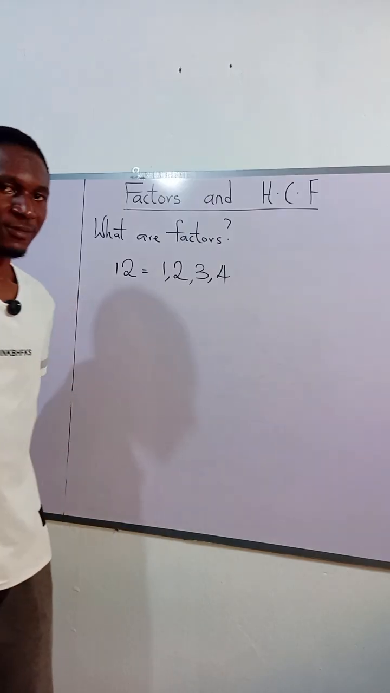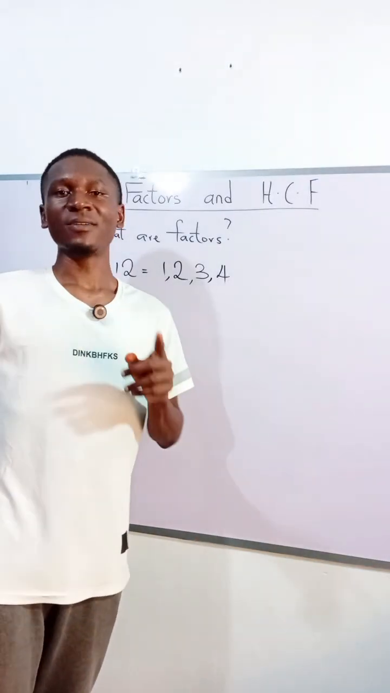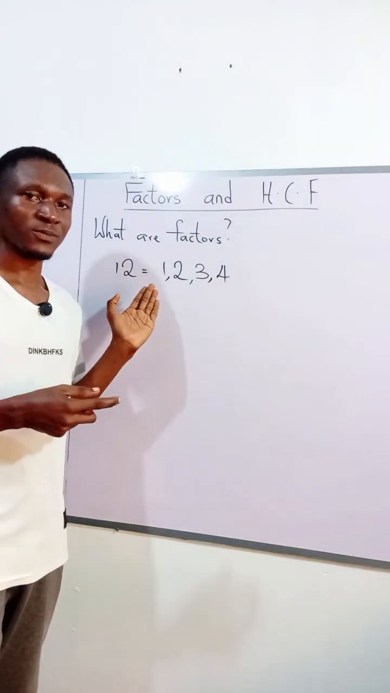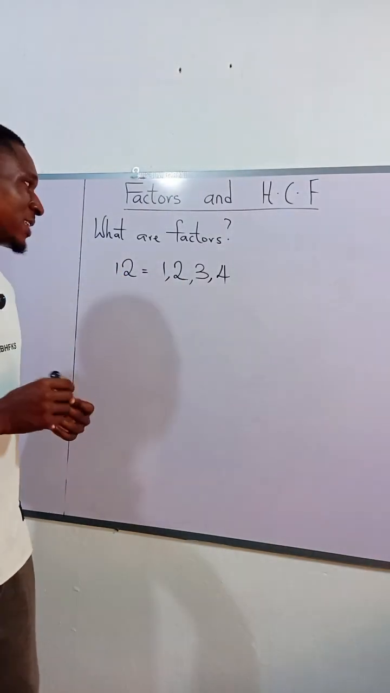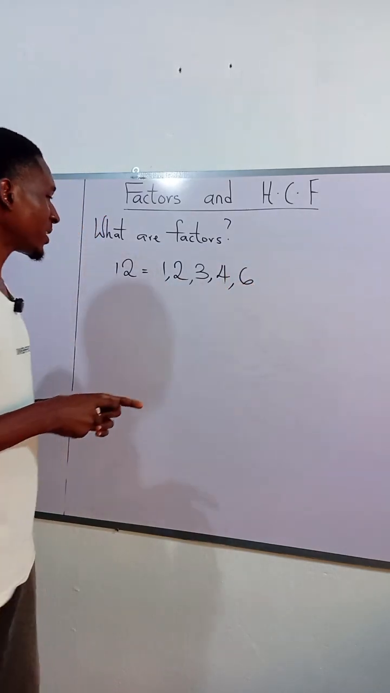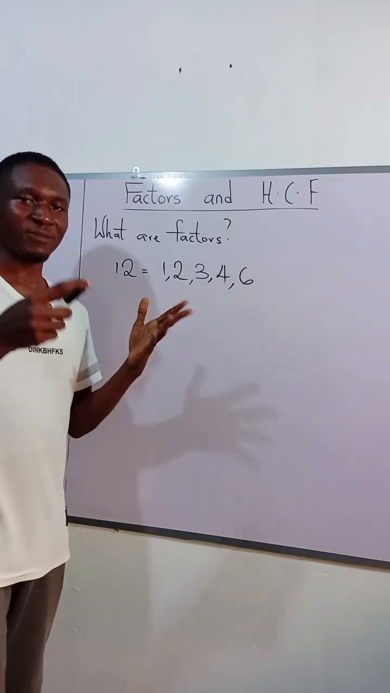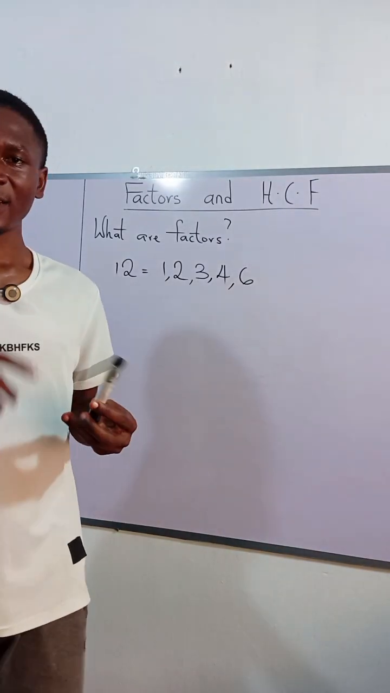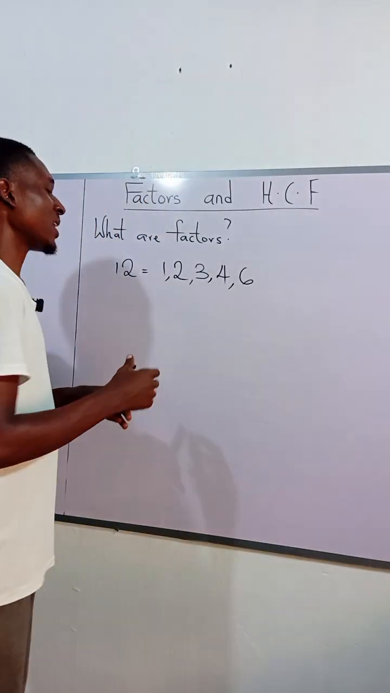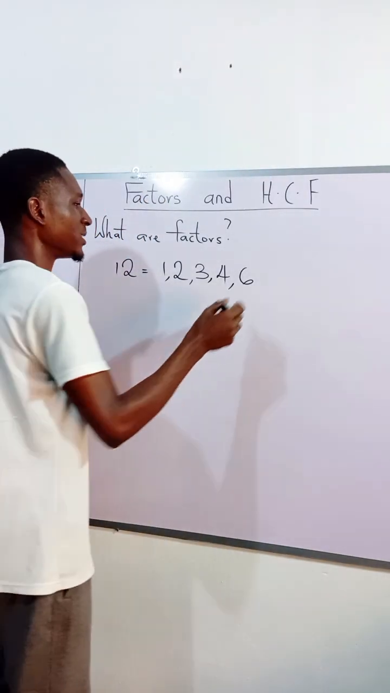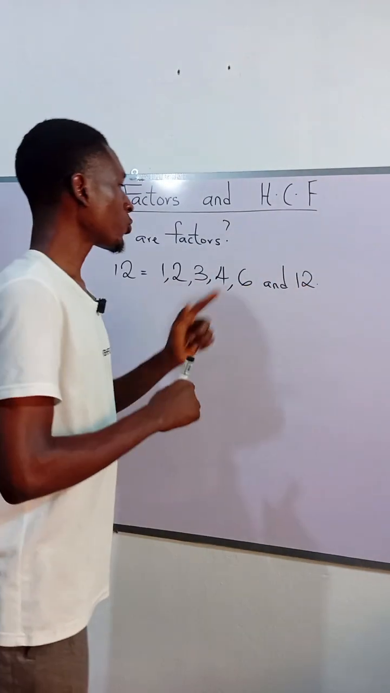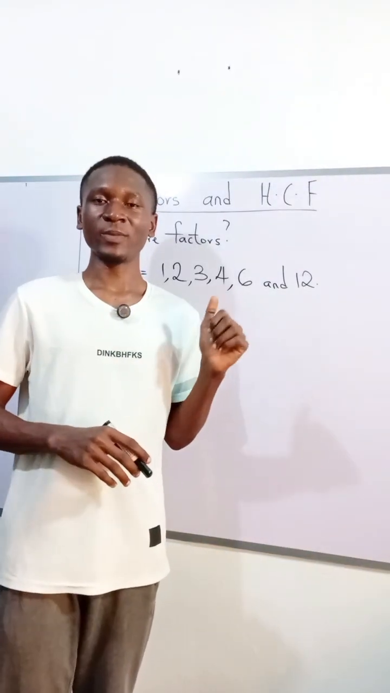Now, 12 divided by 5. You discover that 12 divided by 5 leaves a remainder of 2. Therefore, 5 is not a factor of 12. 12 divided by 6 gives you 2, remainder 0. Therefore, 6 is a factor. 12 divided by 7, no. It will definitely leave a remainder. 12 divided by 8 leaves a remainder. Divided by 9 leaves a remainder. If you try it onward, you discover that after 6, the next number that can divide 12 is 12. So the last factor of 12 is going to be 12, the last number that can divide 12 without a remainder.